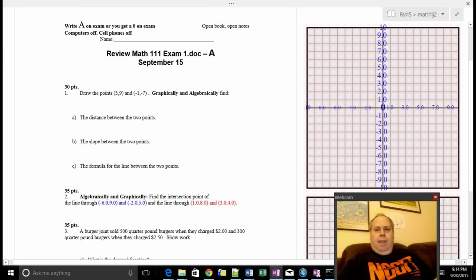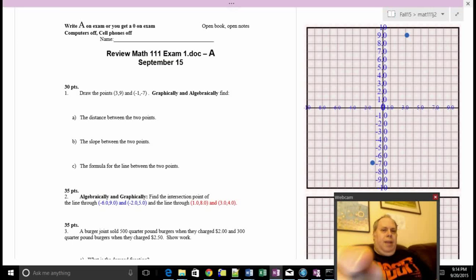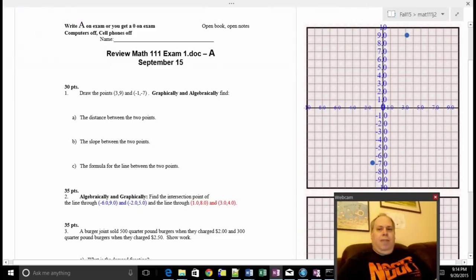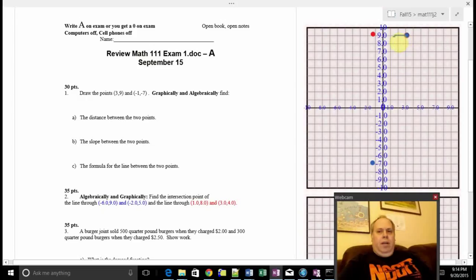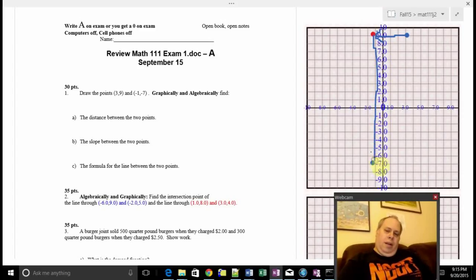So, the first step is clicking on 3, 9 and -1, -7. Close enough. And then the next step is to make the corner point. I'll make it bright red. We're going to take the x of -1 and the y of 9 and put it over here. That's close enough. And then I'm going to draw. We're going to go from 3, 9, so over here, and down here.